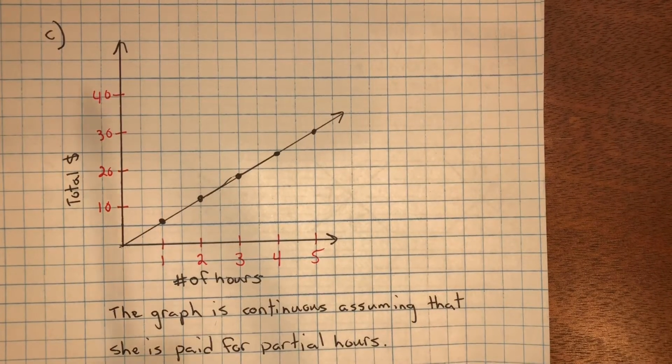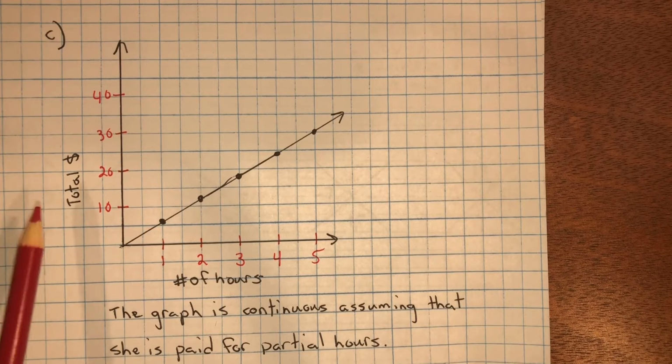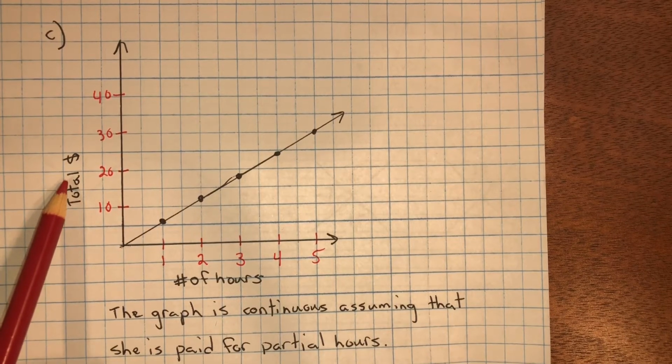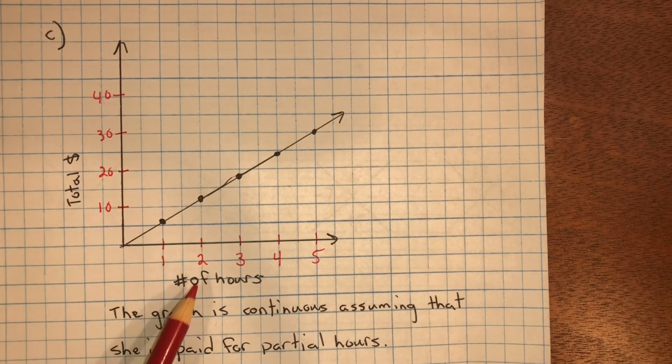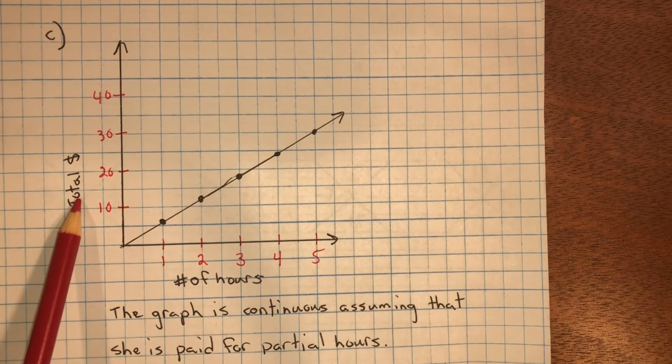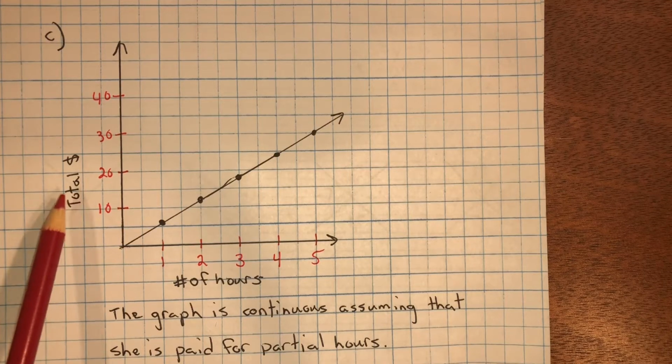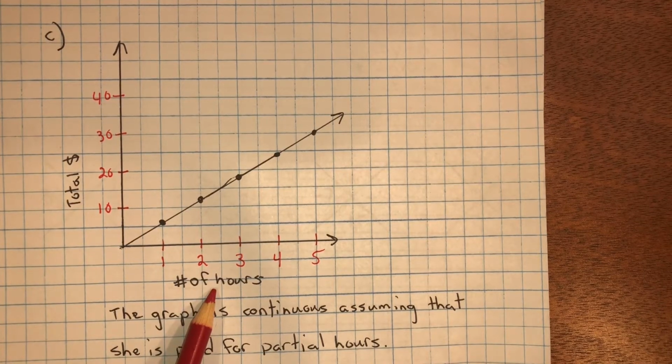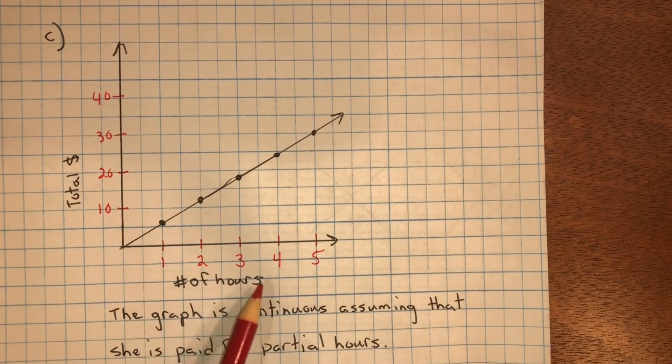For part C, you need to create a graph of Teresa's earnings over time. Well, I labeled the y-axis total dollars and the x-axis number of hours. The dependent is money, the independent is number of hours. Remember, time will always be the independent variable.